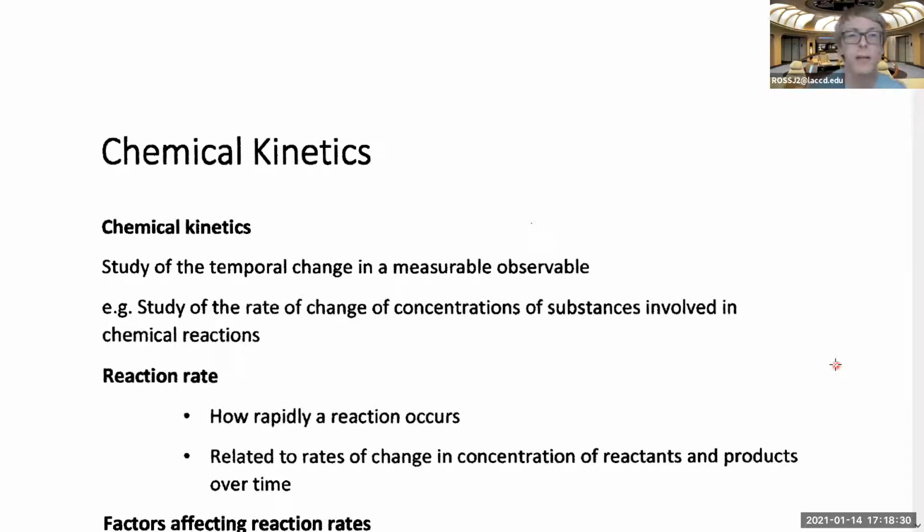Okay, so we're going to start by looking at chemical kinetics. As shown, chemical kinetics is the study of the temporal change in a measurable observable. What do we mean by a measurable observable? Well, anything you can measure and observe. So a measurable observable could be color. You can see a color change. It could be temperature. You can measure a temperature change.